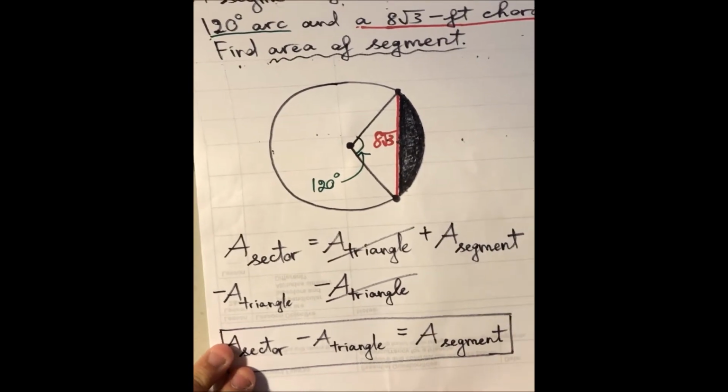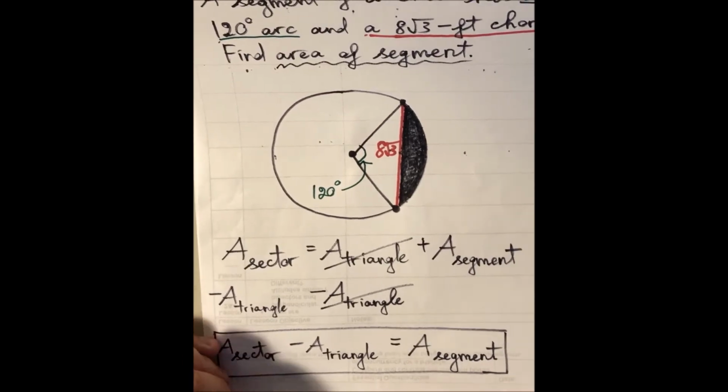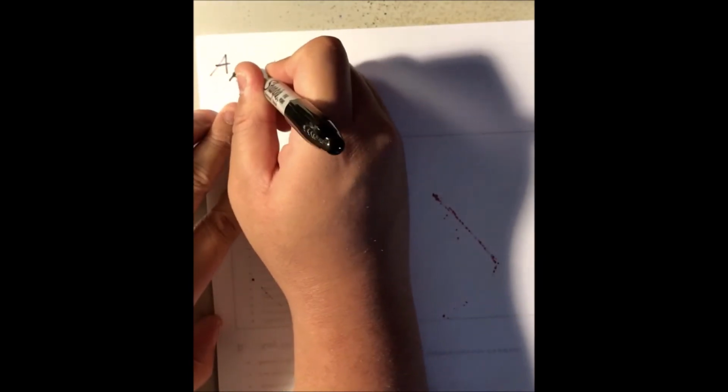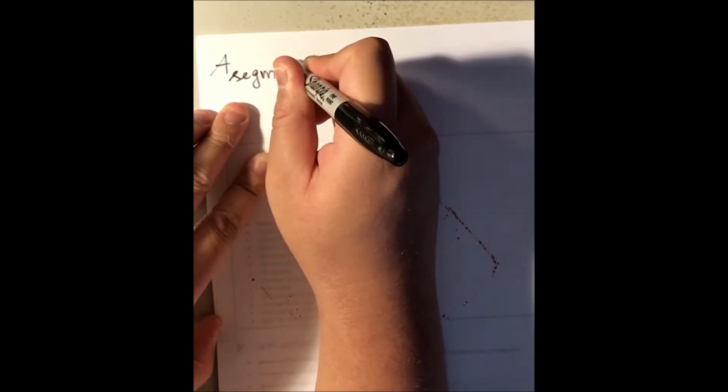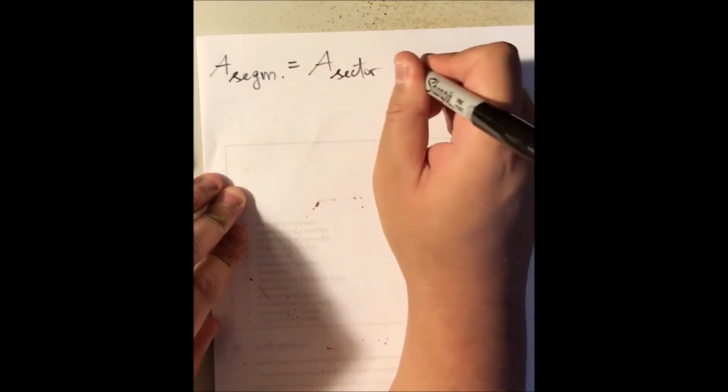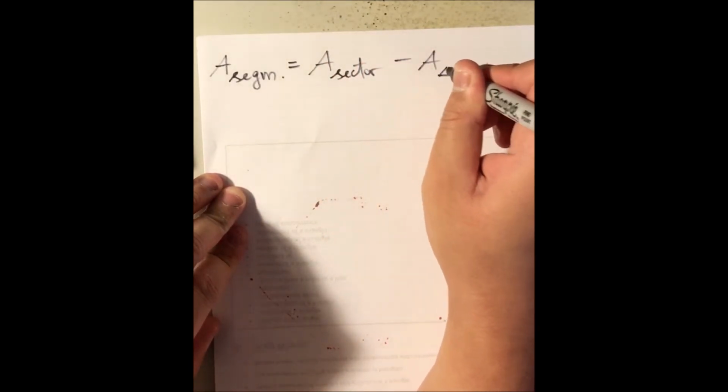So how do we find the area of a segment? Well, let's just write it down first. We are given the central angle in degree form, so we know that. So area of segment equals area of sector minus area of a triangle.